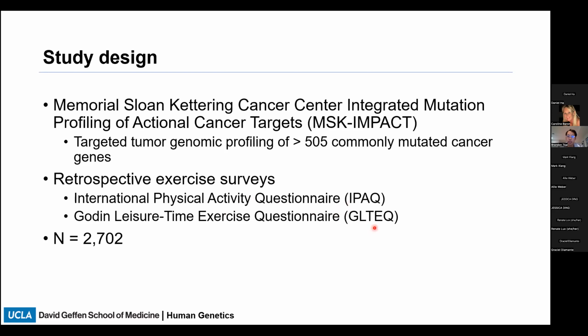Another source is the GLTech exercise survey, which is another post-diagnosis survey that patients fill out as part of their routine intake forms when they go to a cancer survivorship clinic for their follow-up appointments. And so after some quality control, this gives us a cohort of about 2,700 patients with both genomic profiling and exercise data. And to our knowledge, this is the only data set out there that has linked exercise and tumor genomics data.